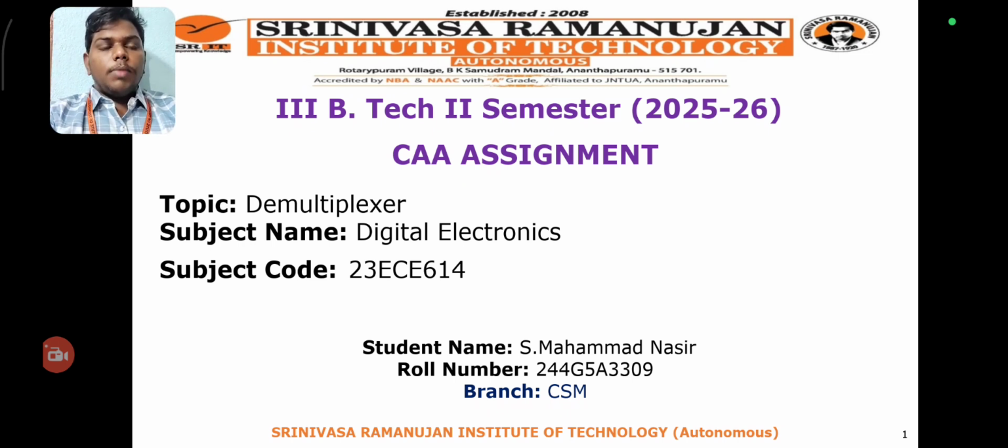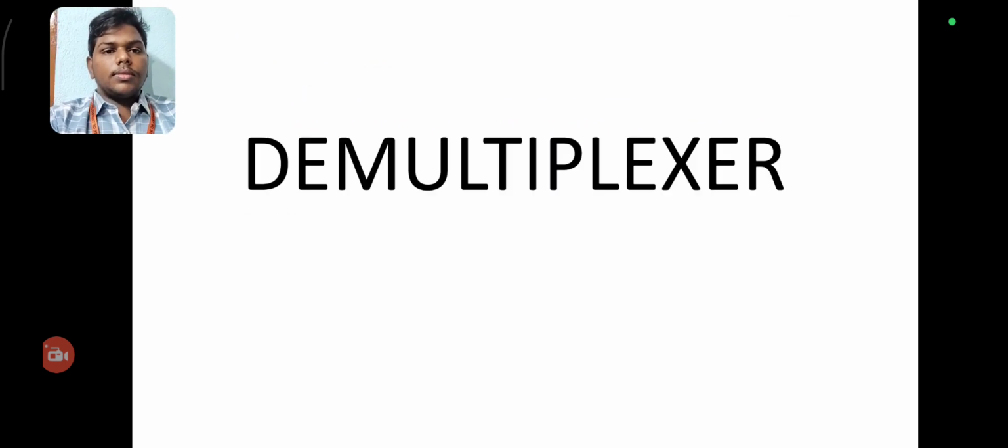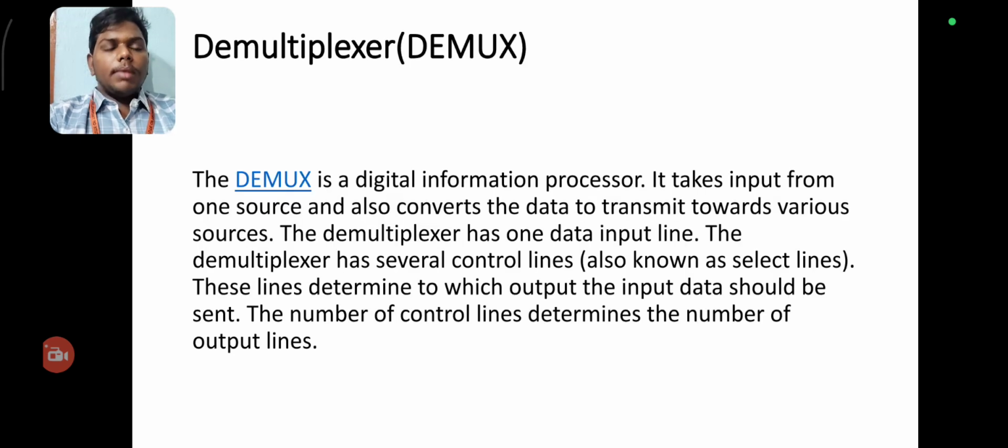So today I am going to explain to you about the demultiplexer. The demultiplexer is a combinational logic circuit, also known as DMUX. It is a digital information processor. It takes input from one source and converts the data to transmit towards various sources.